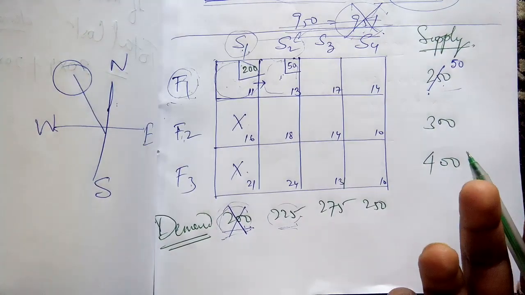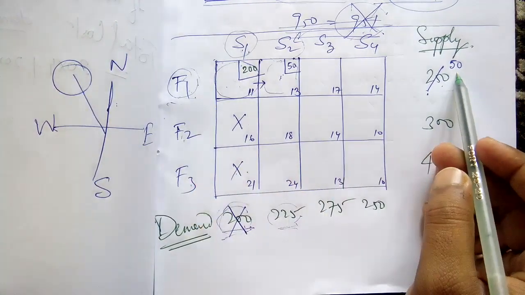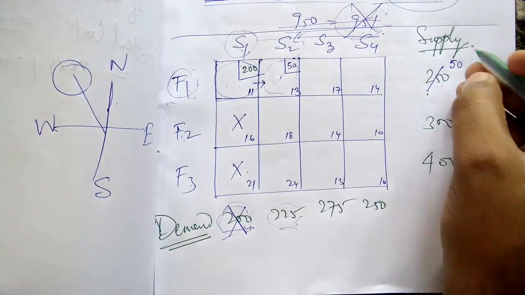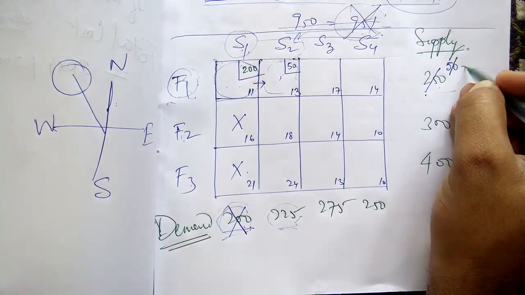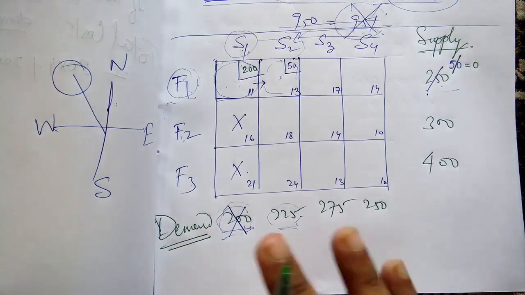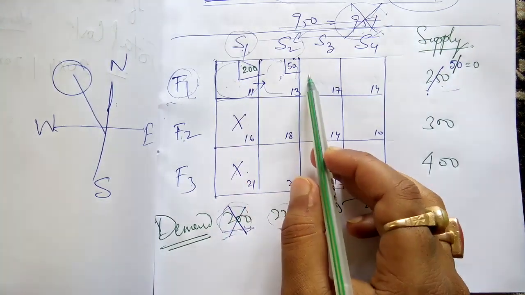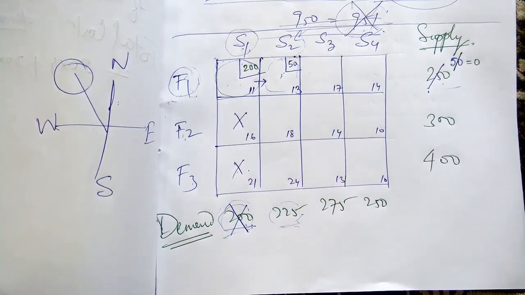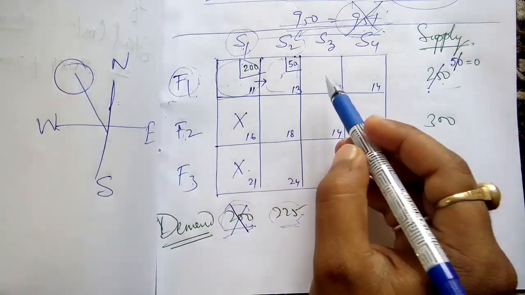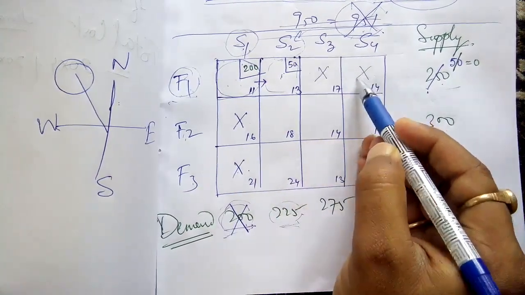It cannot supply more than 50, because how much goods were left with the factory? 150. But how much goods are left with factory 1 now? It is 0, because 200 plus 50, it is 0 now. Now try to understand. I will automatically cut these boxes.